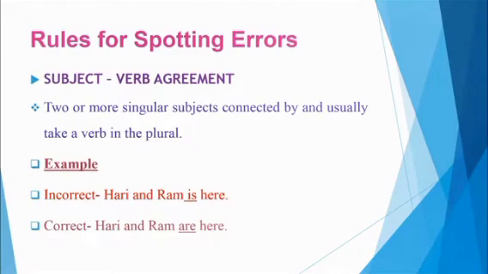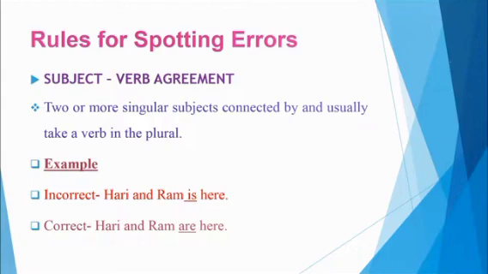Next, we are going to see rules for spotting errors. First, let's see subject-verb agreement. So the rule is two or more singular subjects connected by and usually take a verb in the plural. For example, Hari and Ram is here. It is an incorrect sentence. Whereas Hari and Ram are here. It is a correct sentence. Why? Because the rule is two or more singular subjects connected by and usually take a verb in the plural.